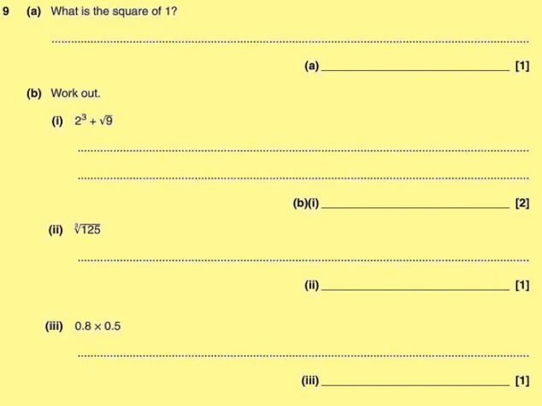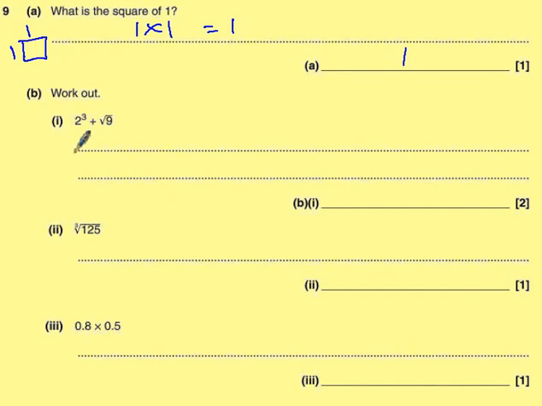Question 9, part A. What is the square of 1? Well, the square of 1, imagine a square that had a length of 1 and a width of 1. Its area would be 1 times 1. So square of 1 is 1 times by itself, which is equal to 1. So our answer is 1.